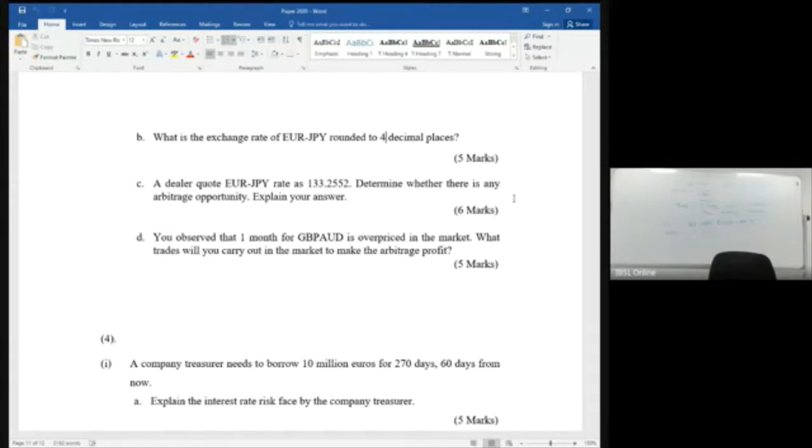Remember, in that discussion, it's not asking what you should do to exploit this arbitrage. The question is whether there is an arbitrage. If yes, why? If not, why? So explain. That's it. What you have to say is there's a difference between the implied cross rate and the dealer's quote. So therefore, there is an arbitrage opportunity. That's it. Clear? Is it clear?